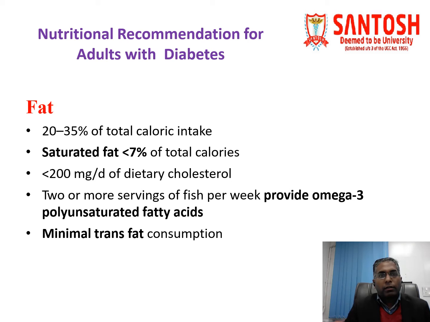Now, what are the nutrition recommendations? We should always know the recommendations in terms of nutrition for an adult patient with diabetes. First of all, fat. The content of fat should be 20 to 30% of total caloric intake, and saturated fat should be less than 7% of total calories, and less than 200 milligrams per day of dietary cholesterol should be taken. Two or more servings of fish per week, providing omega-3 polyunsaturated acid, can be encouraged in patients who can take a non-vegetarian diet, and there should be minimal trans fat consumption in the diet.